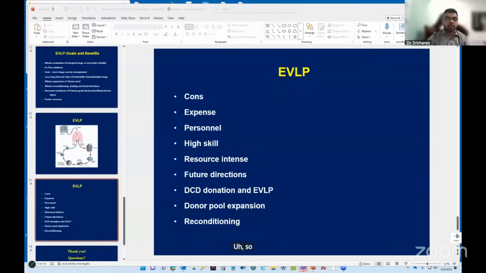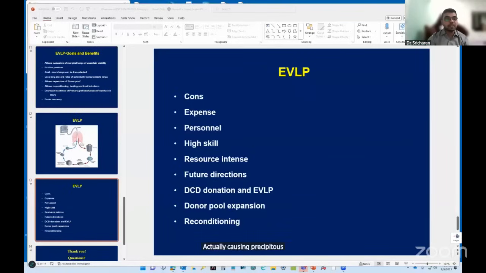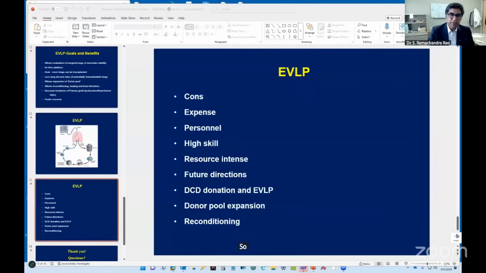So, there was one more question from our audience: what is the level of carbon dioxide at which we should draw the line? Where is it an anti-inflammatory, and where is it actually causing precipitous respiratory acidosis? So, two things: the circuit has a fixed amount of CO2, which is 6%.